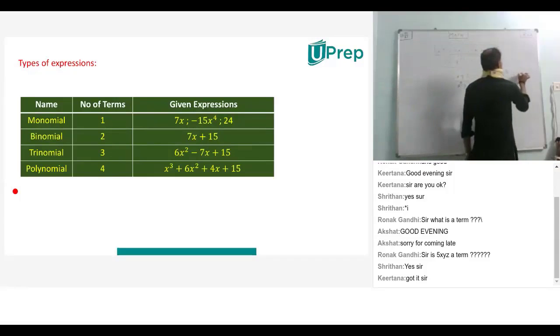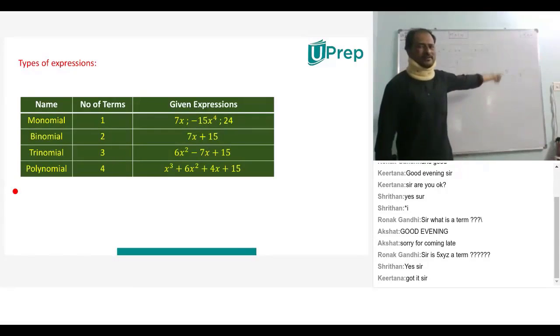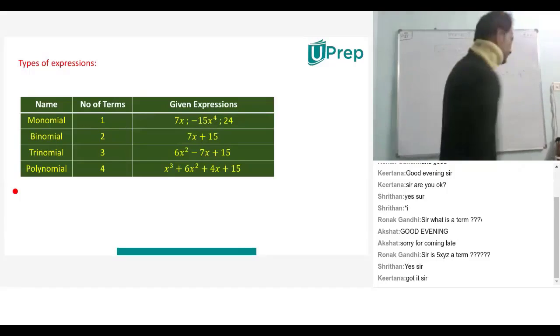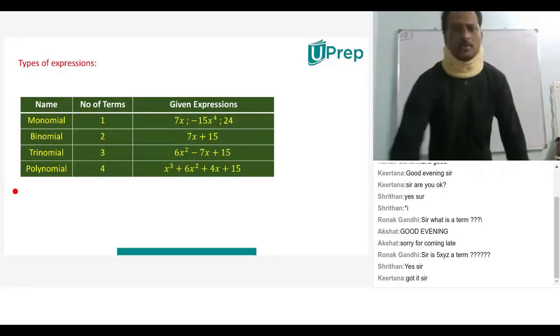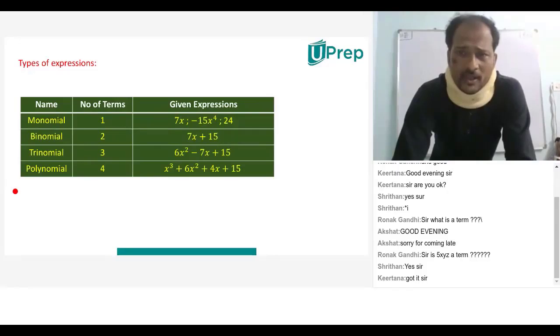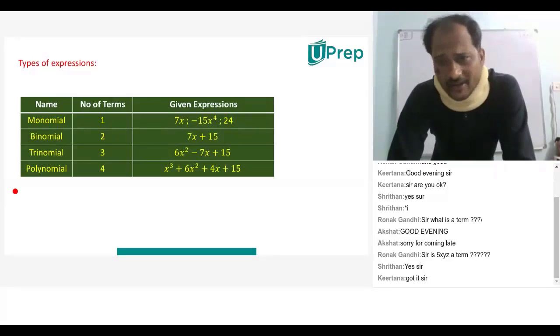Suppose if I put plus y square. Now how many terms exist? 2. What are they? x power 8, y square. Then what type of expression is this? Binomial. Why? Two terms are there. Is that clear? Yes, sir. So now we have learned about an algebraic expression, equation, polynomial, and types of polynomials based on number of terms. A polynomial having a single term is called monomial, having two terms is called binomial, having three terms is called trinomial.